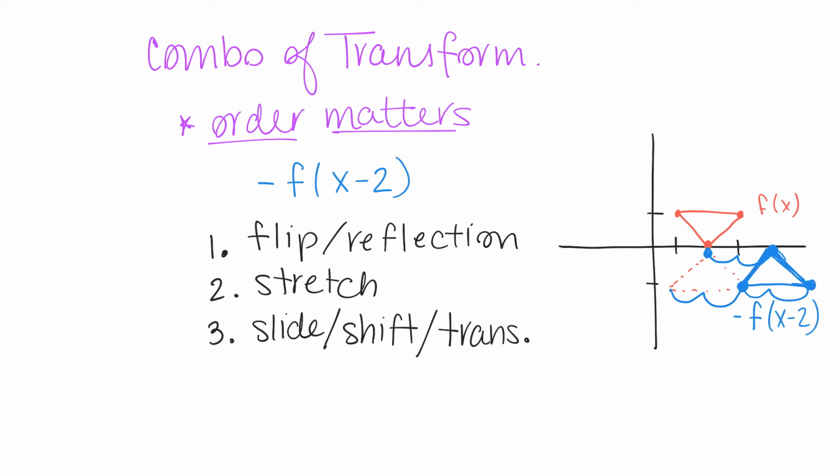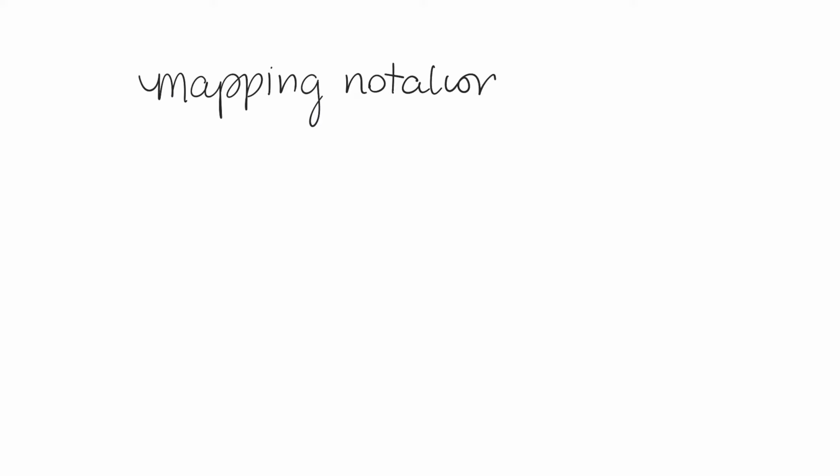Whenever we've got multiple transformations happening, we need to go in this order. Pause the video, write this down, it's important. Okay, now let's talk about mapping notation. Mapping notation is an additional notation that's going to do exactly what it says. It's going to give us a map for our coordinates.